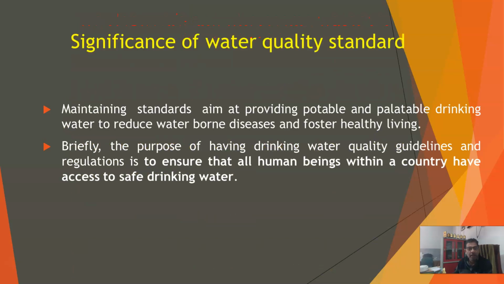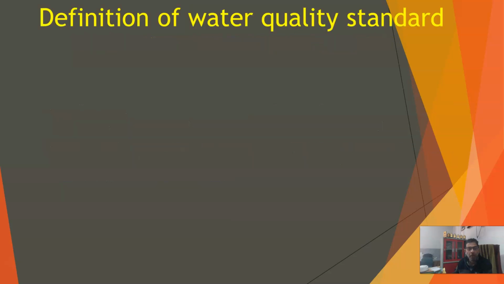As far as the significance of water quality standards is concerned, these are the standards which aim at providing potable and palatable drinking water to reduce waterborne diseases and foster healthy living. Briefly, the purpose of having drinking water quality standards and guidelines is to ensure that all human beings within a country have access to safe drinking water.